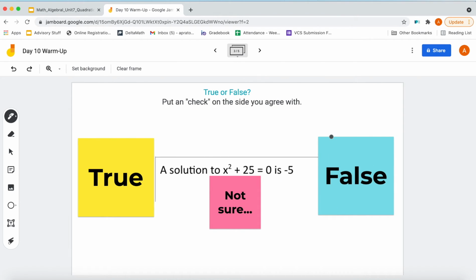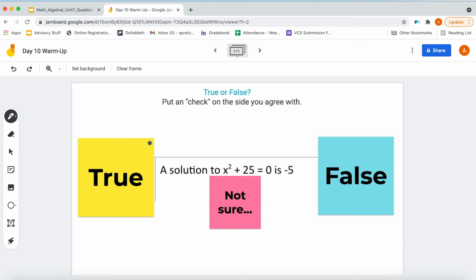Next, we can give them this one. A solution to x squared plus 25 equals 0 is -5. True or false? Allow them to check it off. Give them the think time. Ask for somebody's justification. And we would be able to say there is no solution because no number can be squared to get -25, right?